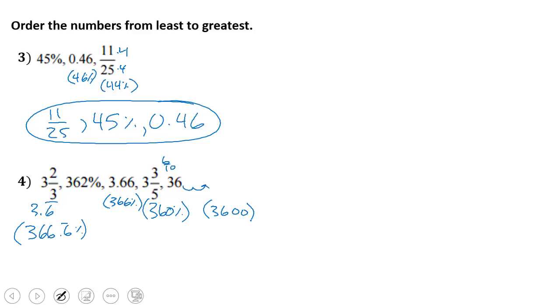So now I can compare them all, and I can say, which one is the smallest number? Well, 3 3/5 is 360%, so that's the smallest number. And then I have 362%. And let's see, I'm going to mark these out as I go because otherwise I might get confused. I have 3.66 because that is slightly smaller than 3 2/3 because 3 2/3 is 366.6%. That's slightly bigger. And of course, the last number would be 36.